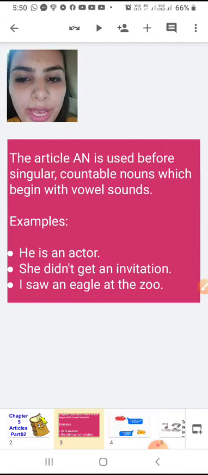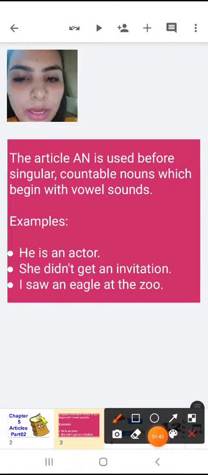Here are some examples of an. He is an actor. Here we use an before actor, because actor starts with the letter a, which is a vowel. Next, she didn't get an invitation. We use an here because invitation starts with the letter i, and i is a vowel. Next, I saw an eagle at the zoo. Again we use an before eagle because eagle starts with e, and e is a vowel. So whenever we see a vowel, we write an before that.